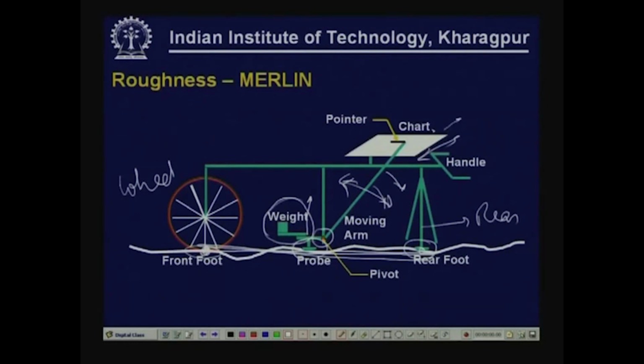Depending upon the relative position of the probe with reference to this line, the pointer is going to move on the chart. So what is done is, for each position of the Merlin on the pavement, the position of the pointer on the chart is noted. When the Merlin is moved to a new position, again the position of the probe and the corresponding position of the pointer on the chart is noted by marking a cross on the chart. This is what is done at each position of the Merlin movement.